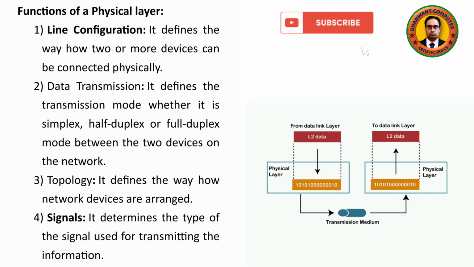Functions of a physical layer. 1. Line configuration. It defines the way how 2 or more devices can be connected physically. 2. Data transmission. It defines the transmission mode, whether it is simplex, half-duplex, or full-duplex mode between the 2 devices on the network. 3. Topology. It defines the way how network devices are arranged. 4. Signals. It determines the type of the signal used for transmitting the information.